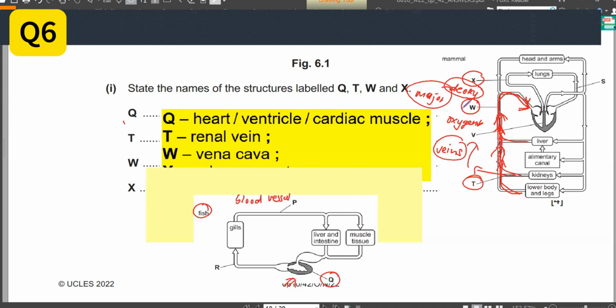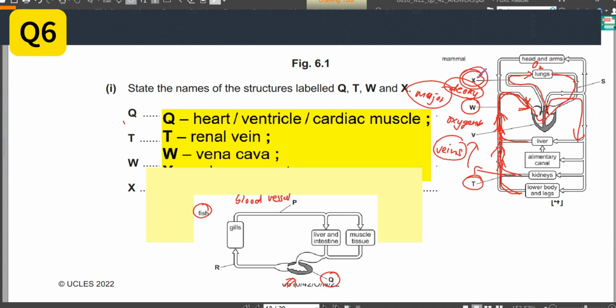So this blood we cannot pump to the body because it's deoxygenated. We need to return it back to the lung first to replenish the oxygen, to get the oxygen concentration back. Then we will send it back to the heart and then send it to the rest of the body. So this is how it happens.